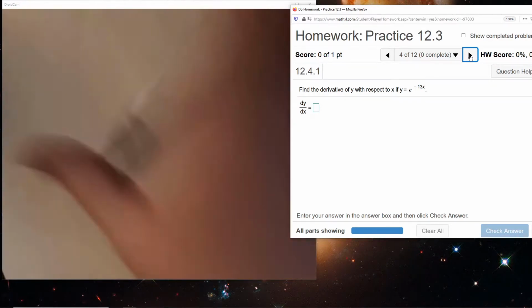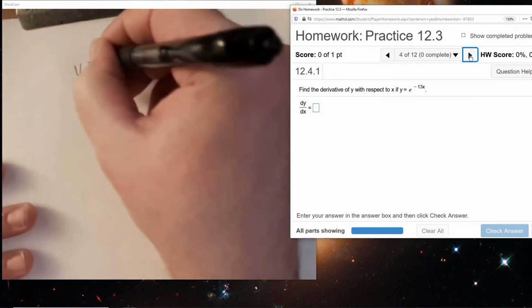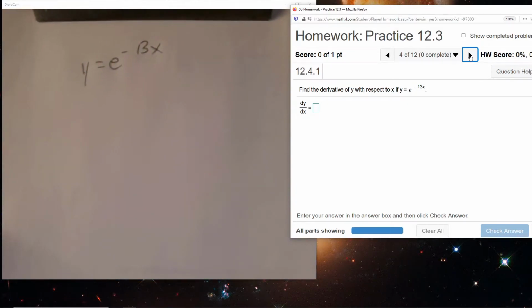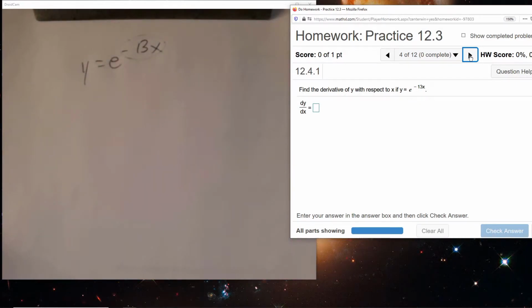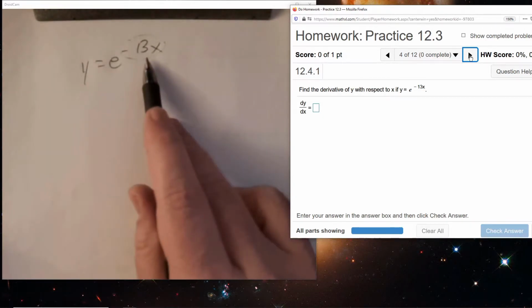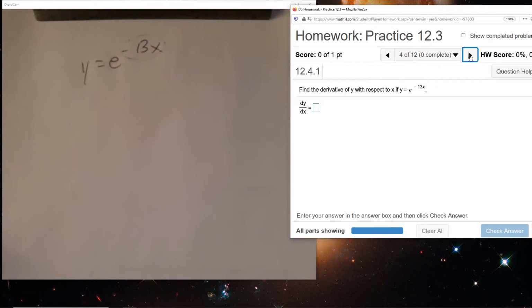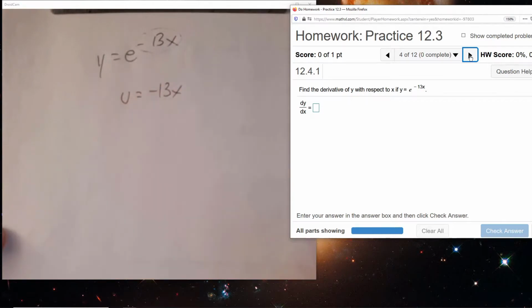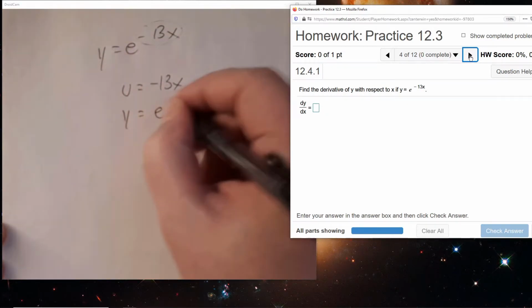So now what do we got here? We got y. Our inner function is a power function. This power function is being put into an exponential function. So we define the inner function as u, which then makes the outer function then e to the u.